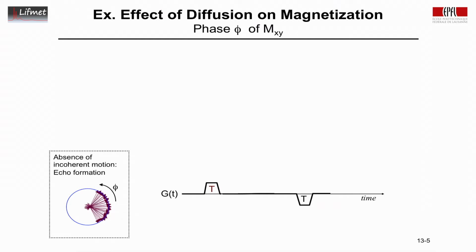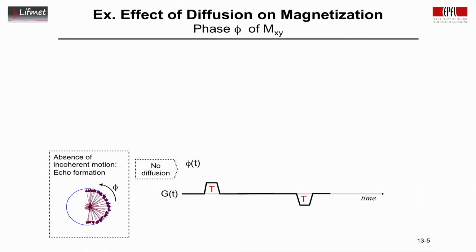So we have reduction of signal amplitude. And then when the second gradient is turned on, now it's the letter T turning on red, then we have an echo formation. We have again dephasing during the first time period. And then when we turn on the second gradient, we have rephasing. That is in the absence of incoherent motion. That is for static magnetization.